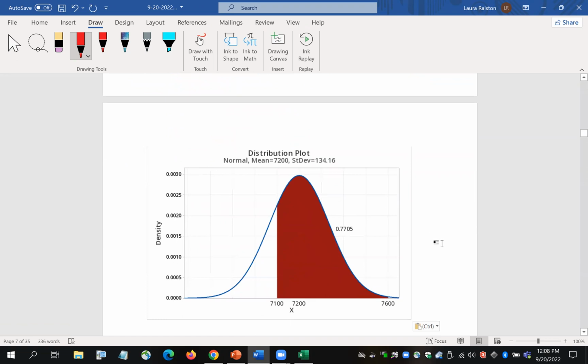Okay, and there's your picture. And my answer is 0.7705. So there's about a 77% chance that the sum of the 80 values is between 7,100 and 7,600.